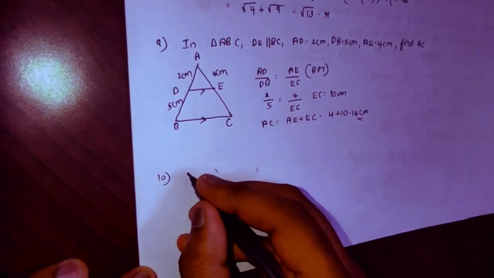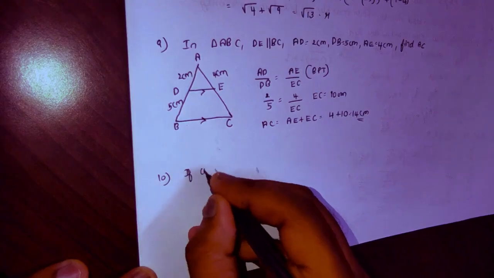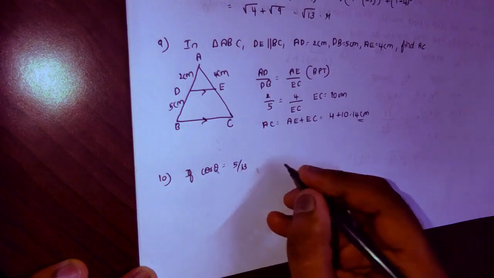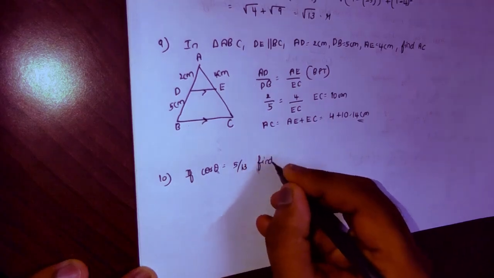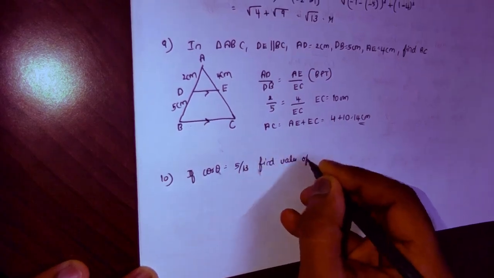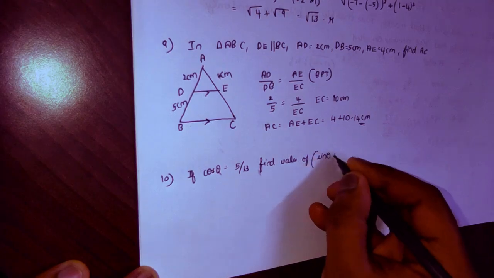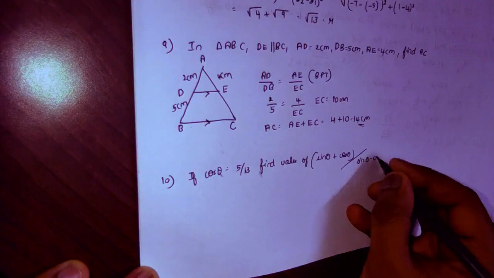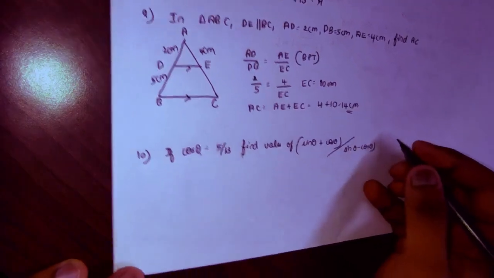10th question. If cos theta is equal to 5 by 13, find the value of sin theta plus cos theta divided by sin theta minus cos theta.